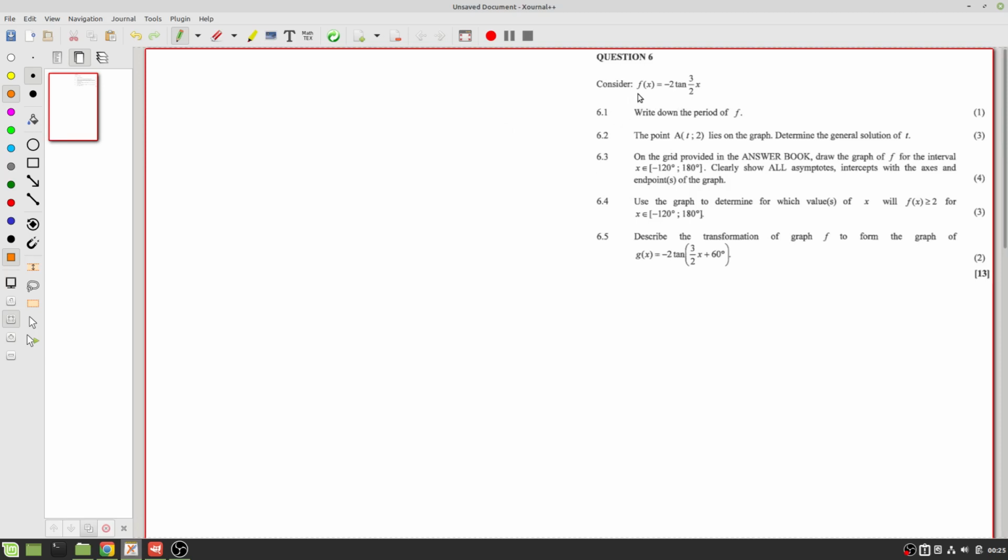It says consider the function f of x equals negative 2 tan 3 over 2 x. So let's write that down. f of x equals negative 2 times the tangent of 3 over 2 x. Alright, so that's what we have so far. Let's just run through all the questions and see what we'll need to answer them, and then maybe do a little summary at the top here.